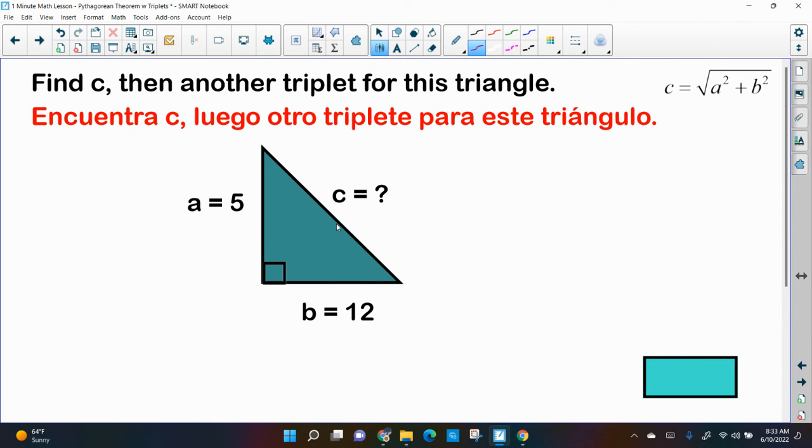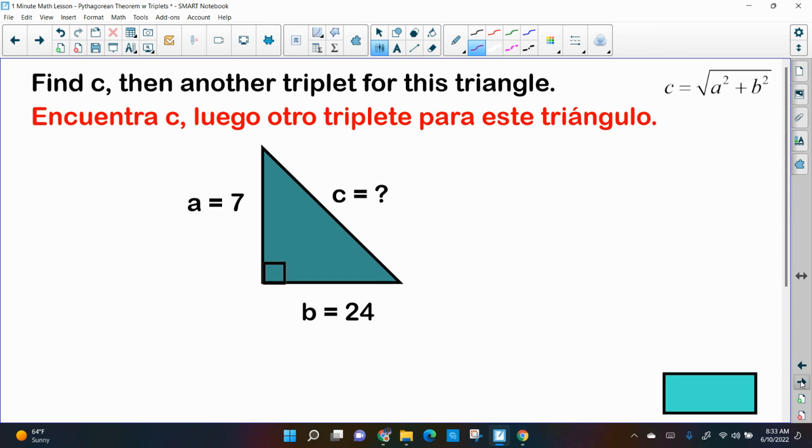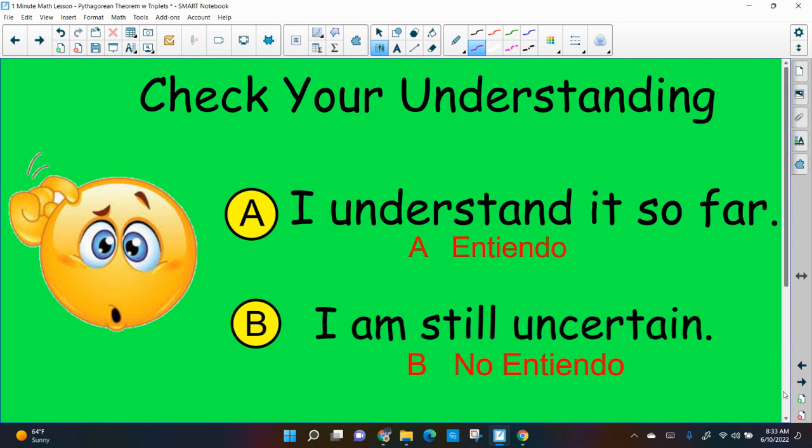So here's one for you. Find the value of c and then find a set of triplets for that. I hope you understand what's going on. If you're not sure, rewatch the video and bring in your questions. I'll be glad to answer them in class. Here's another one, find the value of c, and another set of triplets for this question. And here's one more for you. Find c, then another set of triplets for this. So we got to keep practicing. So I hope you understand what's going on.